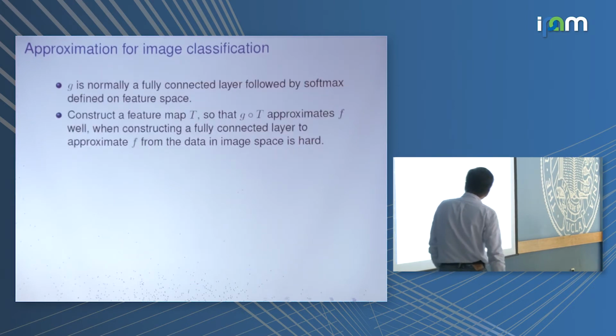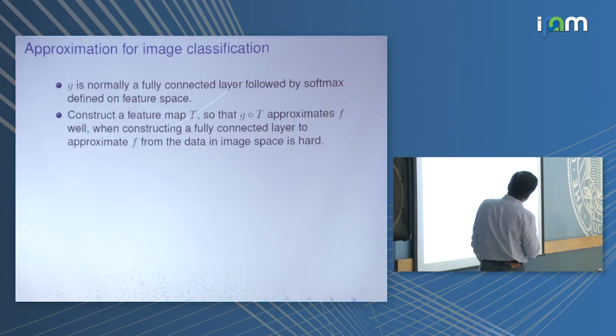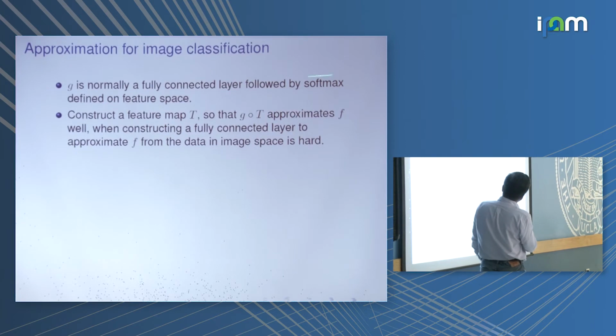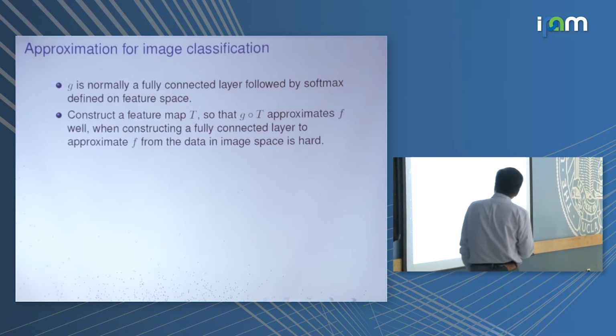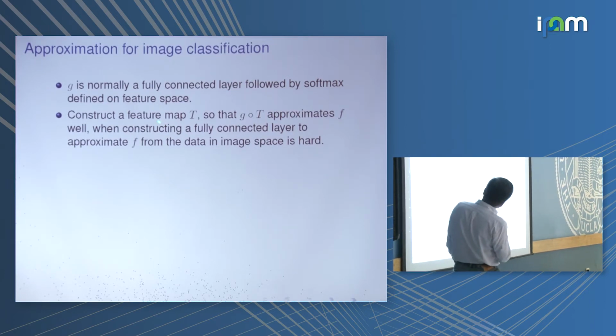So G can be like a CNN. You basically have the fully connected plus softmax. They construct a feature map T so that G composed with T approximates F.